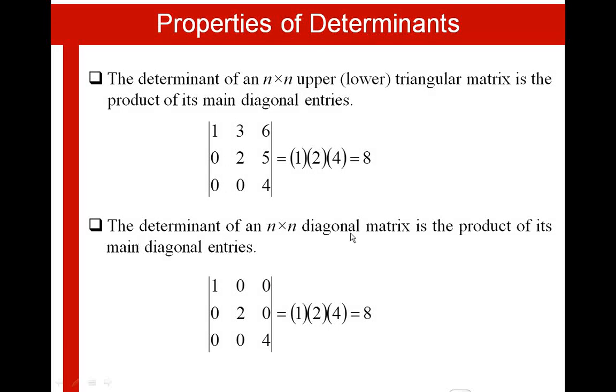The determinant of an n by n diagonal matrix is the product of its main diagonal entries. Here, as you can see, we have elements only along the main diagonal and the rest are zeros. Therefore, the determinant is equal to the product of the elements along the main diagonal.